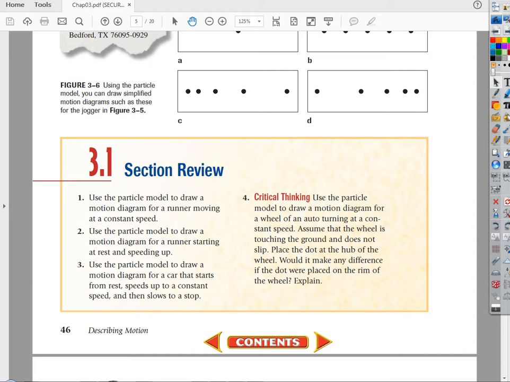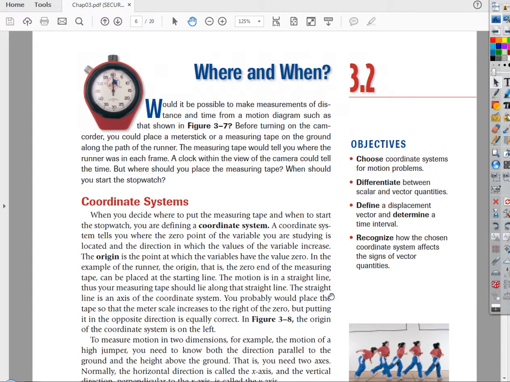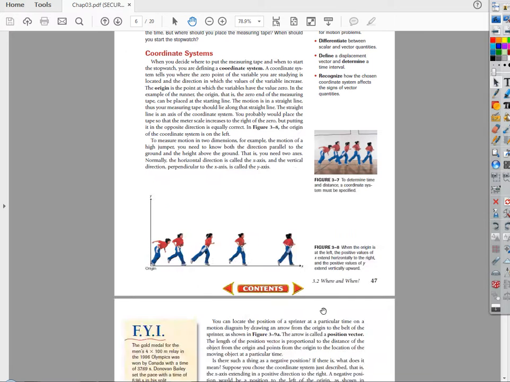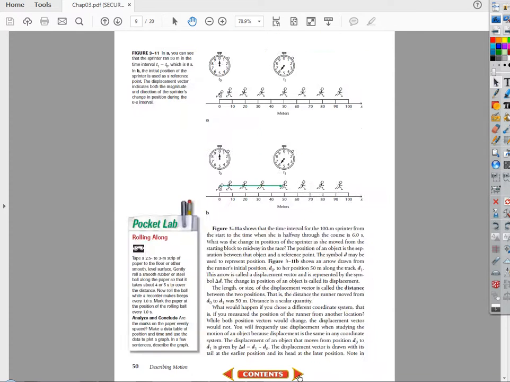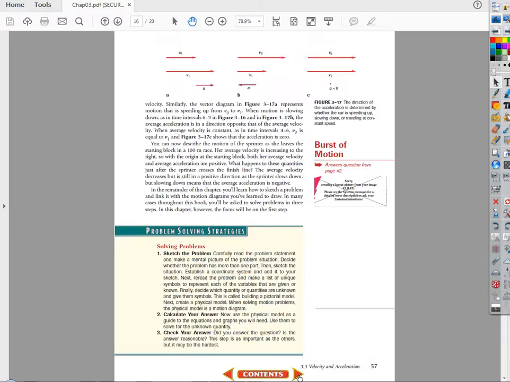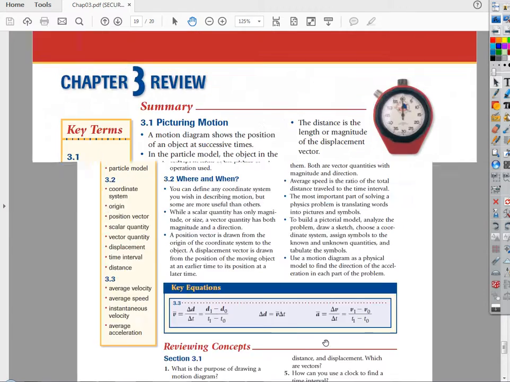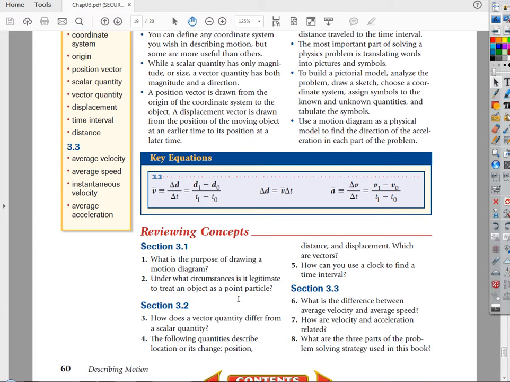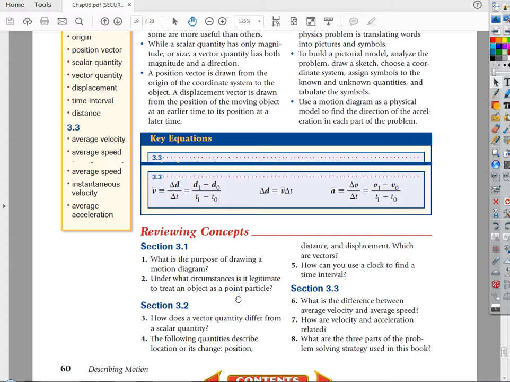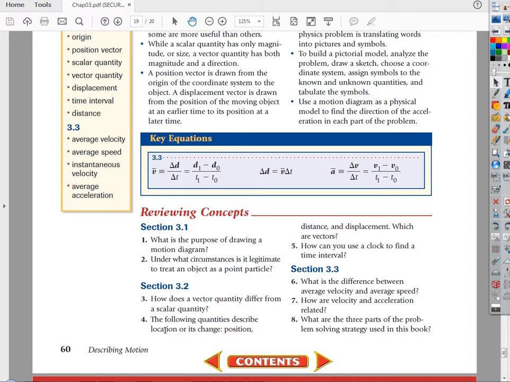So now we're up to, let's see, what are we up to here? Page 60. Oops. Okay. Number 3. How does a vector quantity differ from a scalar quantity? Maverick, what do you think? Vector quantity differ from a scalar quantity?